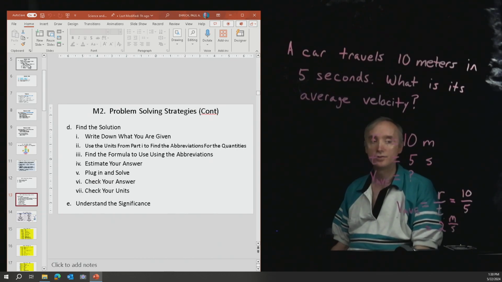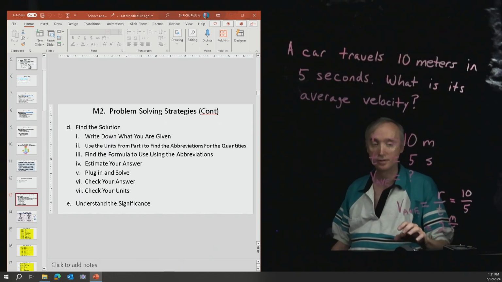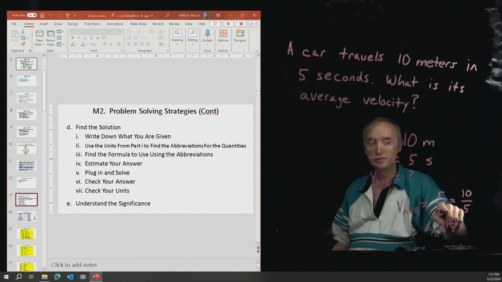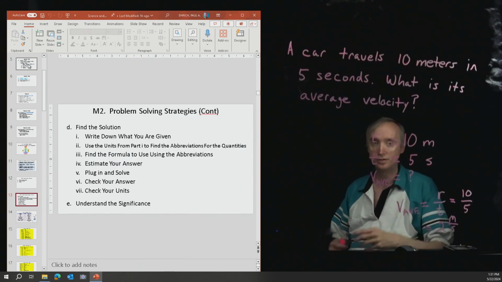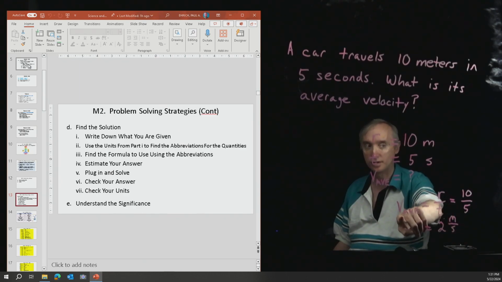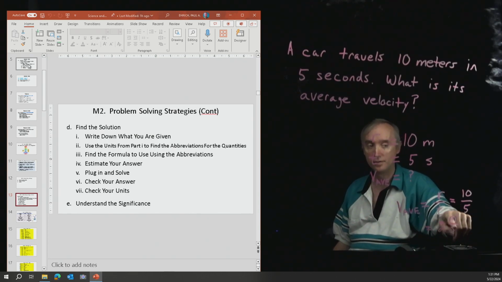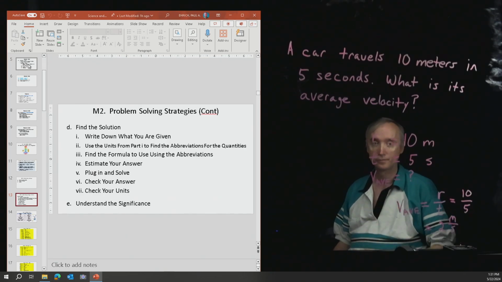Okay, then check your answer. Does it make sense? So 2 meters per second, it's not too large, so we're not talking about a race car here, so that seems pretty good. And then also check your units, meters per second, to make sure that the units are correct. Because if meters per second is not the official unit for velocity, then that means you did something wrong, if you don't get this unit for this thing over here.